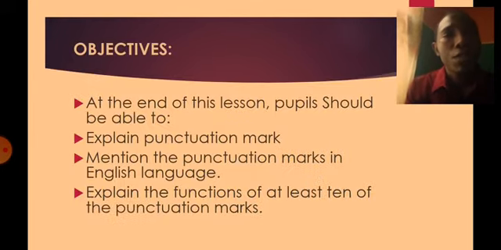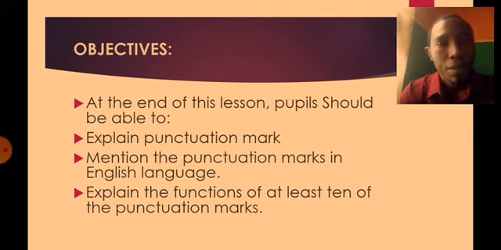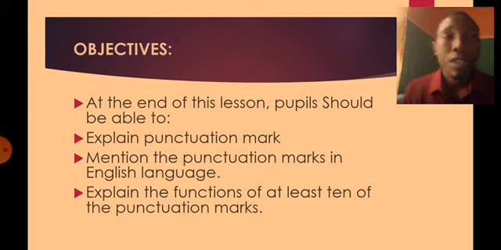What do we want to achieve at the end of this lesson? That is our objective for this lesson. At the end of this lesson, pupils should be able to: 1. Explain punctuation mark. 2. Mention the punctuation marks in English language. And 3. Explain the functions of at least 10 of the punctuation marks. Take note of the objectives, as this will guide us on our learning activities.